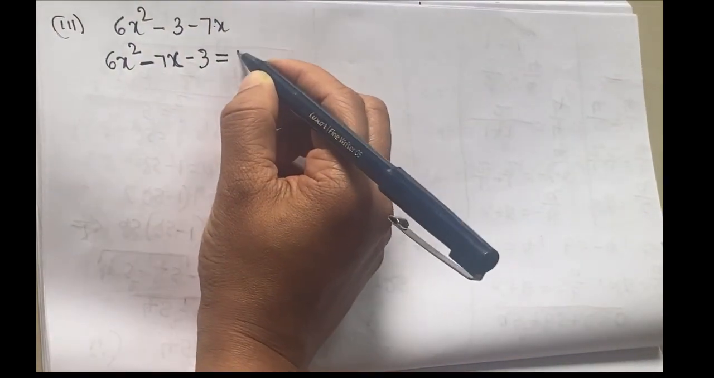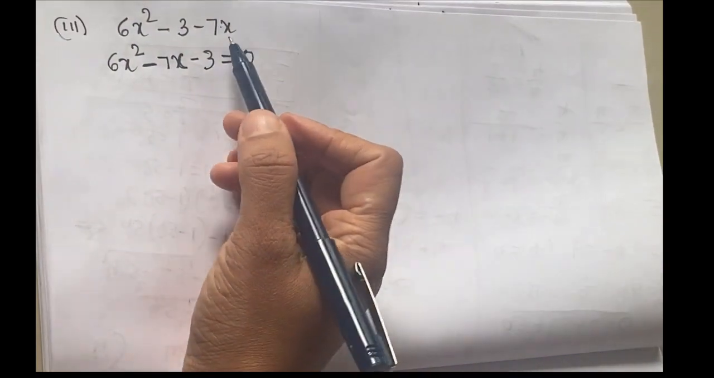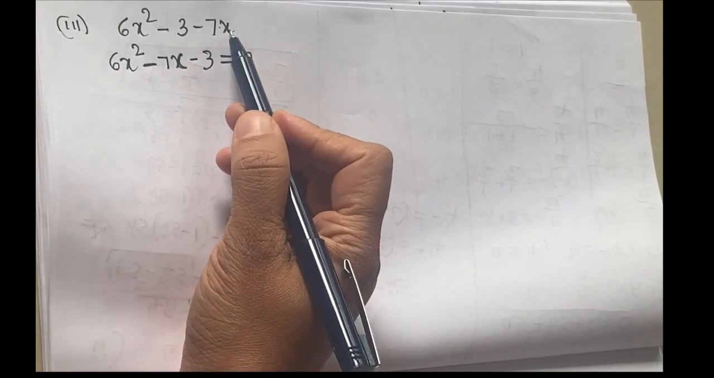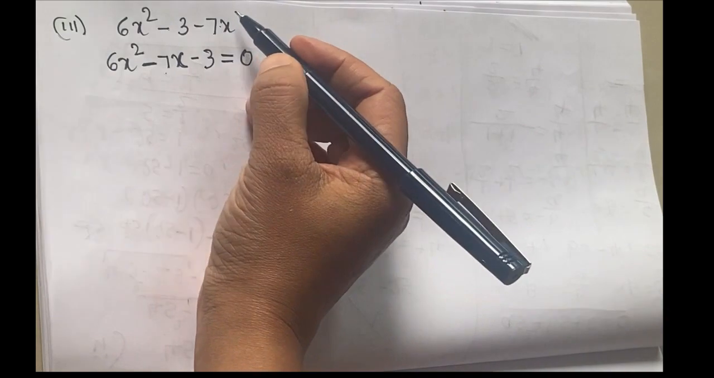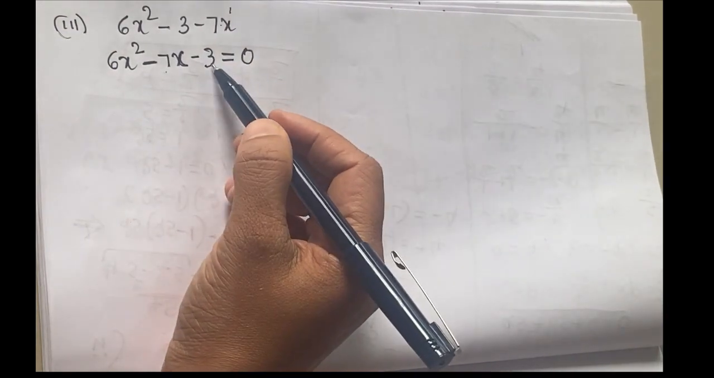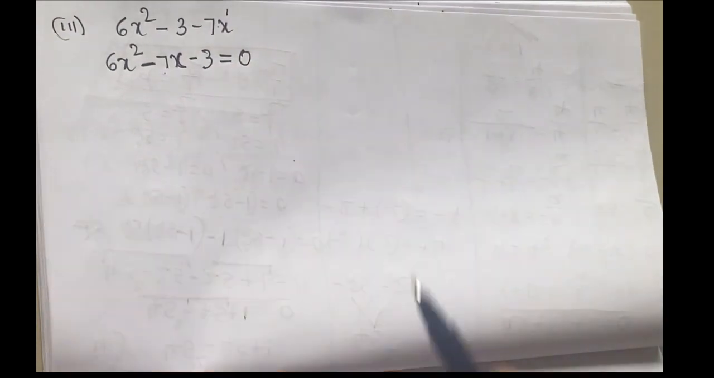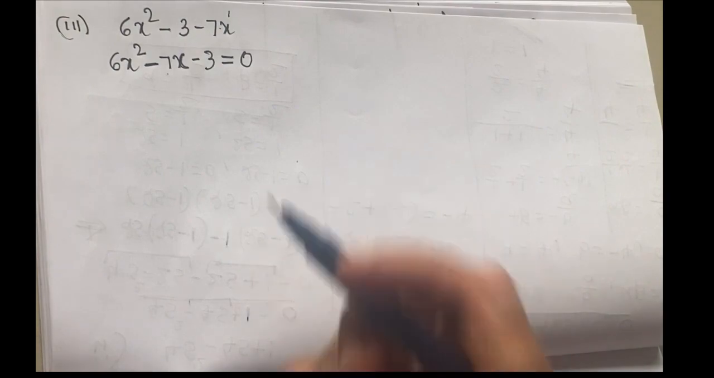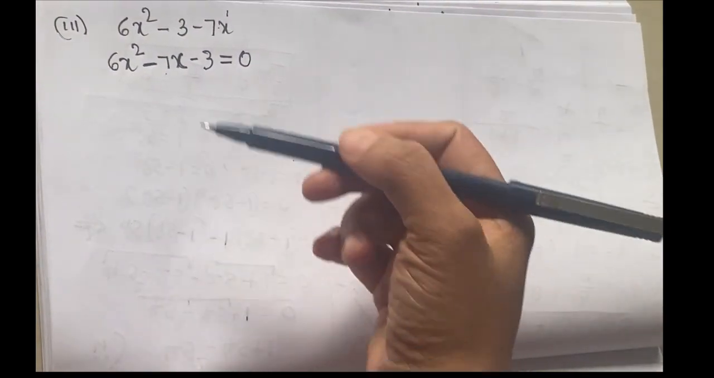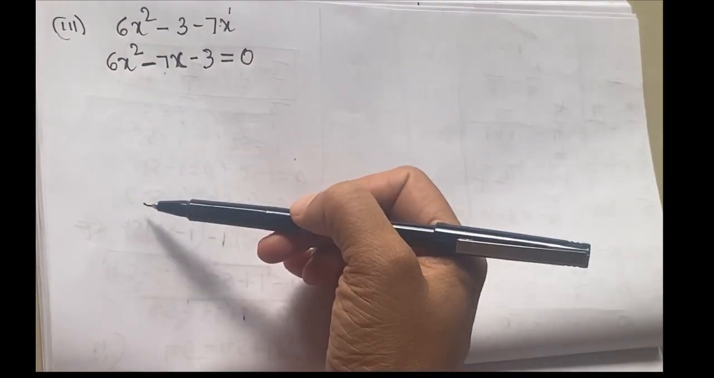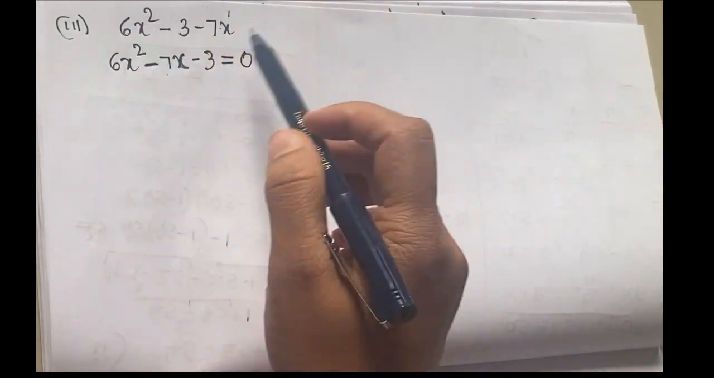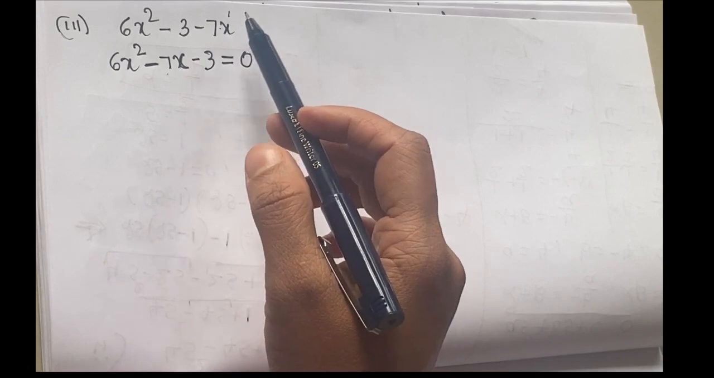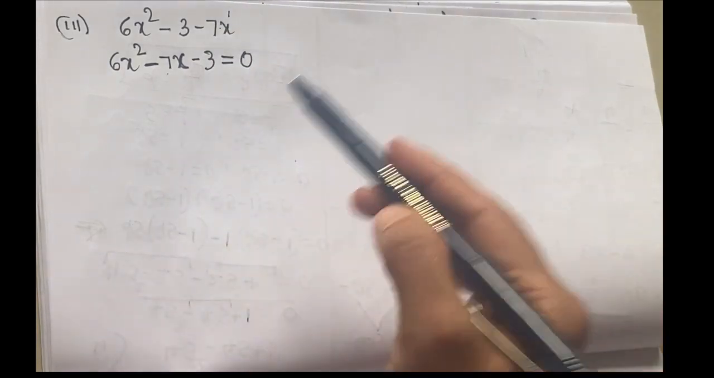This one is equal to 0. I rearranged this one. This is minus 7x. I wrote middle because here x power 1 is there, and last, the constant term, I will write as the third term. When you solve this one, you will get the values of x, that is nothing but the zeros of this polynomial. That is the answer for our question.